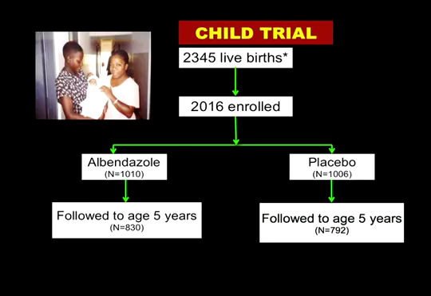All the children were followed up to age 5 years with those numbers in the different groups. Children before age 2 received albendazole as a syrup, 200 milligrams, and children from 2 and above received albendazole as a tablet, 400 milligrams.